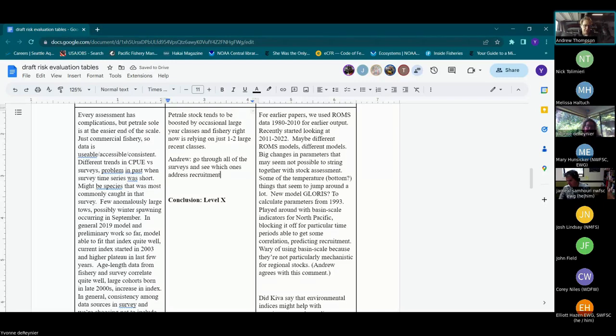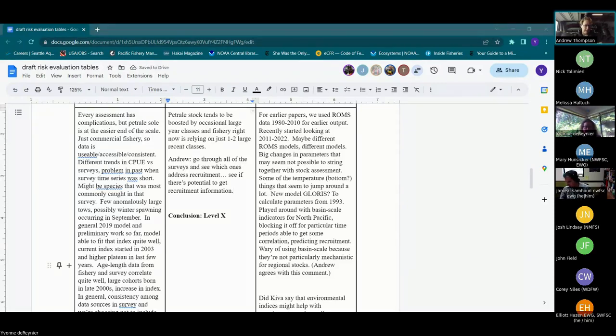So I think that's step one: go through all the surveys and see if there's potential to get some recruitment information out of them. Another one I'm aware of is the JSOES, the Juvenile Salmon Ocean Ecosystem Observation Survey. That survey is intended for getting information on various stages of salmon, but they also collect information on a lot of other species. Maybe they have some size structure information for some of those species that could be helpful for sablefish or something along those lines. They go out every year. That information doesn't really see the light of day.